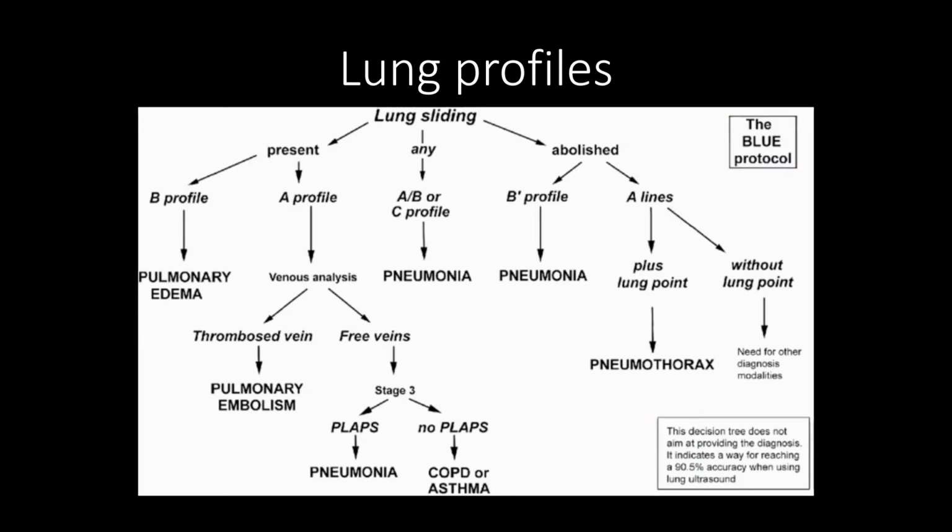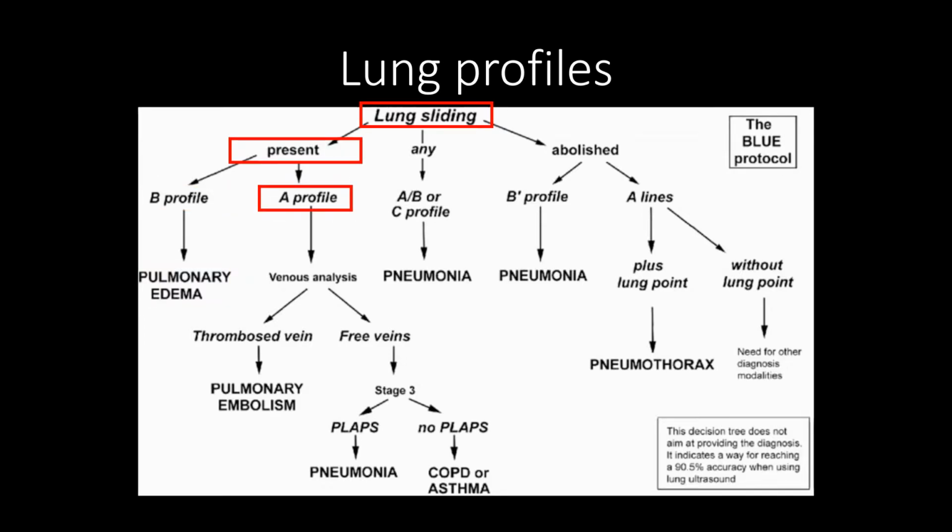So in order to develop or identify a lung ultrasound profile, the first aspect to identify is whether or not there's lung sliding. And following this, the interstitial pattern, whether it's an A, B, or C pattern, needs to be identified. Looking at this graph, when there's lung sliding and there are B lines bilaterally, we call that a B profile, and this is consistent with pulmonary edema.